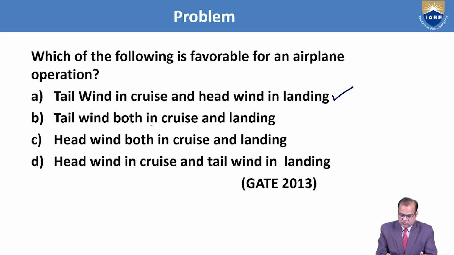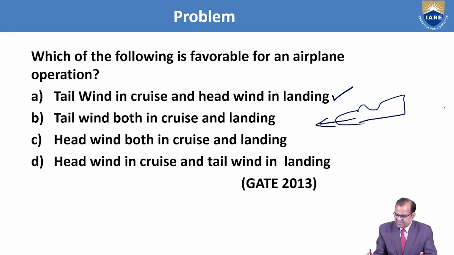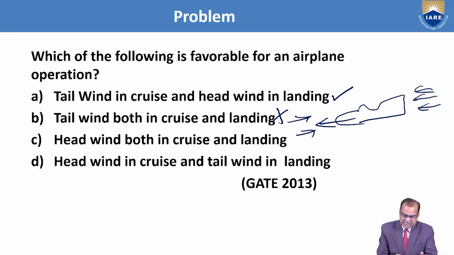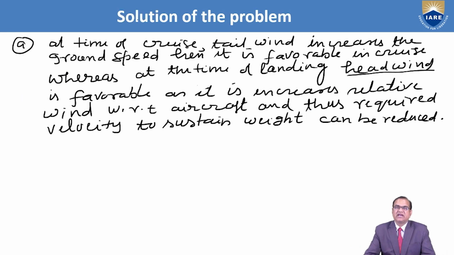Tailwind both in cruise and the landing: for cruise it is okay, flying here tailwind is okay, but for the landing we need the headwind. So this is not correct. Headwind in both, this is also not correct, for the cruise we need the tailwind. Headwind in the cruise and tailwind in landing, this is not correct. So only the answer A is correct.